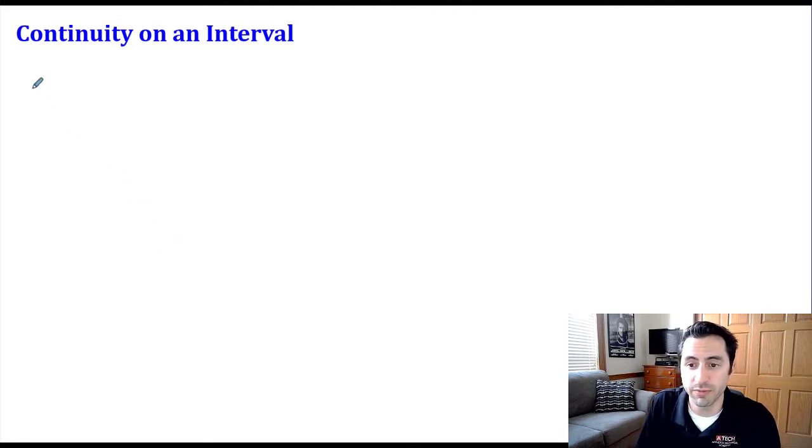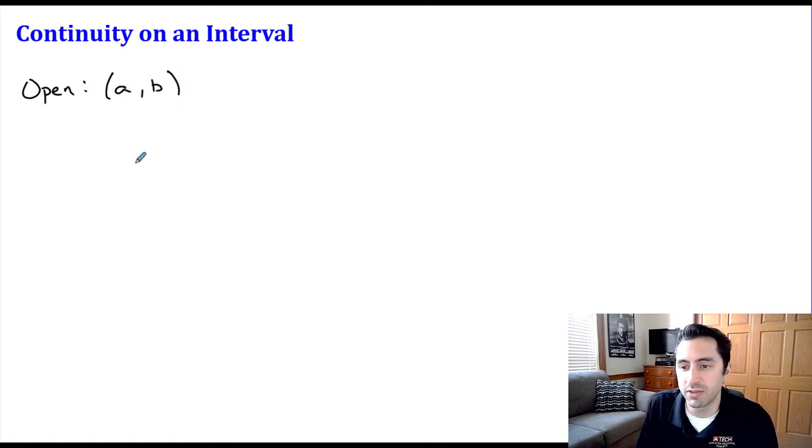So let's start out by taking a look at a couple examples of the intervals that we're going to be using. So the first one is the open interval. And let's say that we're looking at this open interval in between two numbers, and let's call them A and B. The way we notate this is with parentheses and then A comma B. So this is the open interval from A to B.